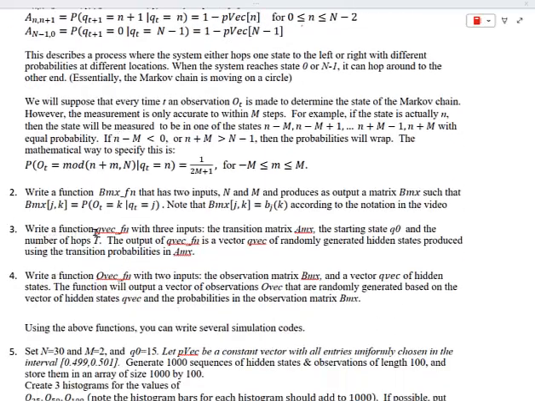Number 3, write a function qvecFun with 3 inputs. First is the transition matrix, which you would have created with amexFun. The next is the starting state. Now Q0 is going to be an input, and it will be a number from 0 to n minus 1. So we have one particular fixed determinate starting state, and the number of hops t. The output of qvecFun is a vector qvec of randomly generated hidden states produced using the transition probabilities in Amex.